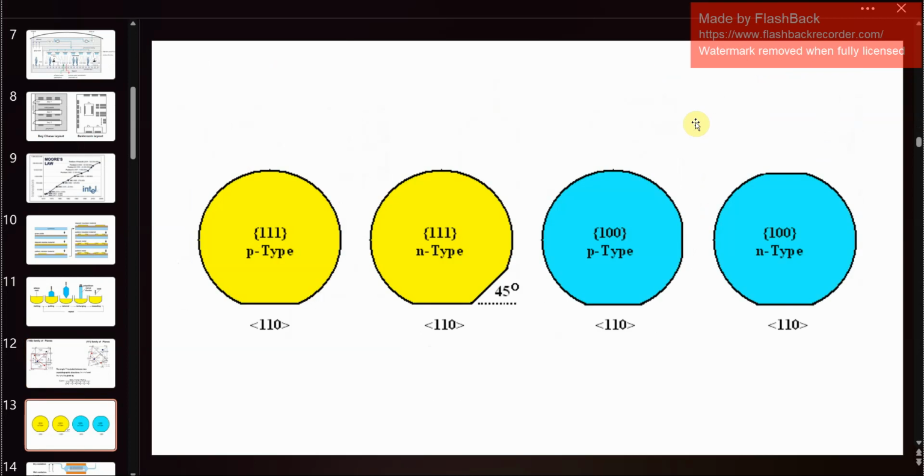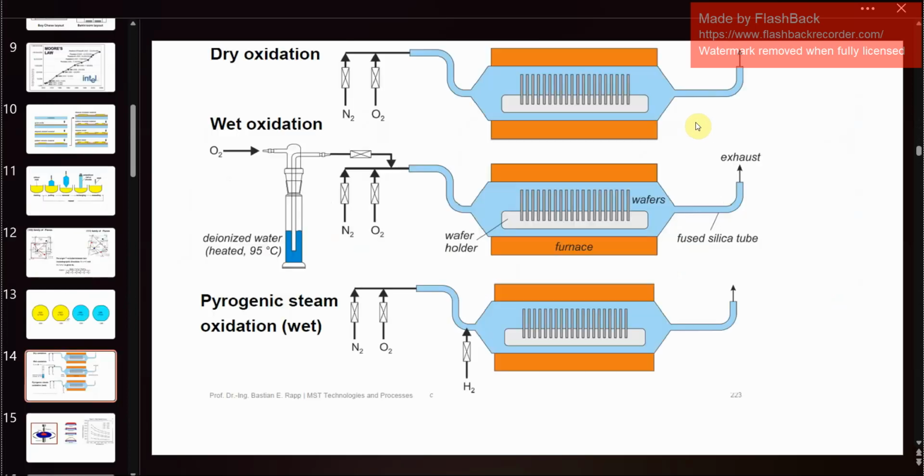This is how the different types of unit cell and wafer look. N type and P type are the doping types, and 111 and 100 are the crystallographic plane types. You need to keep that in mind, so just take a screenshot or keep it in mind.